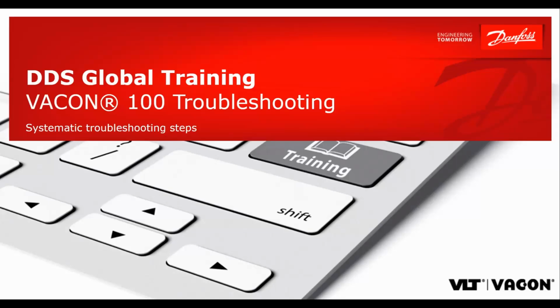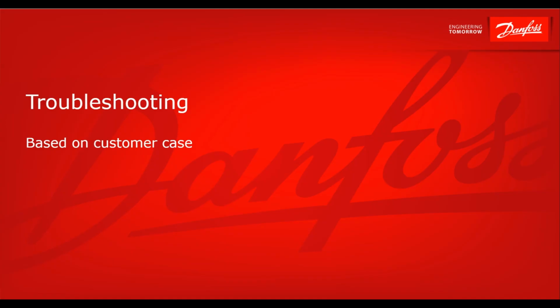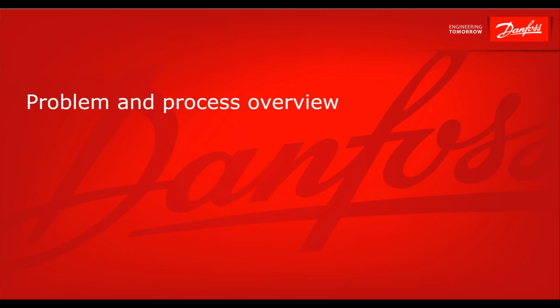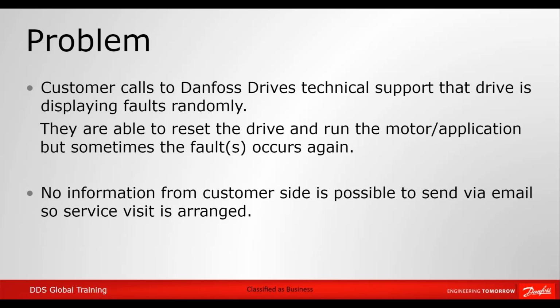This training module gives a basic understanding of troubleshooting the VACON 100 AC drive. This troubleshooting example is based on a customer case. This chapter is for the customer problem and customer process overview.